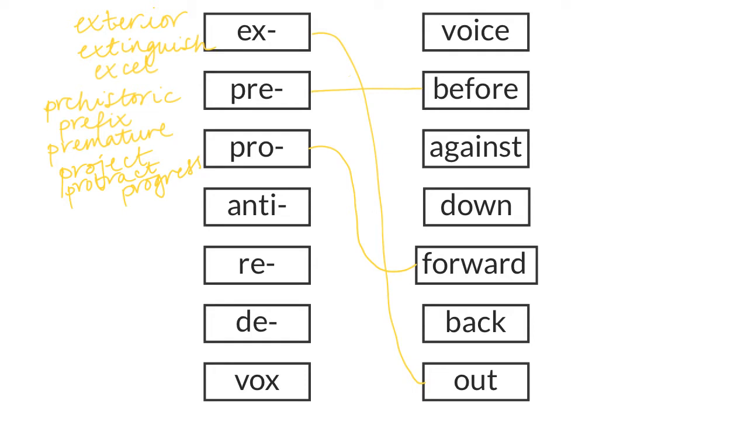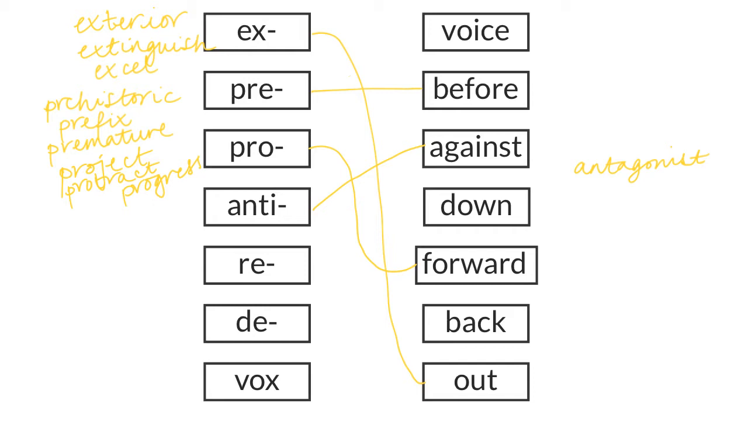Anti, I'm running out of room to write these, but we can just think about some anti-words. Anti-clockwise is probably the most common anti-word that you would know. An antagonist in a book, they work against the hero in a book. So they're kind of the villain in a book. So anti goes with against. When something goes anti-clockwise, it goes against the clockwise movement.